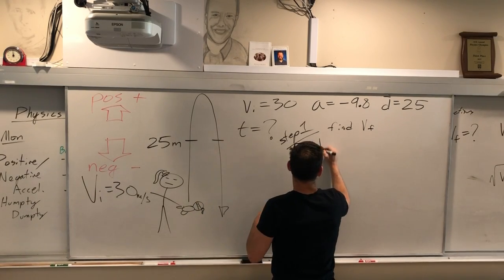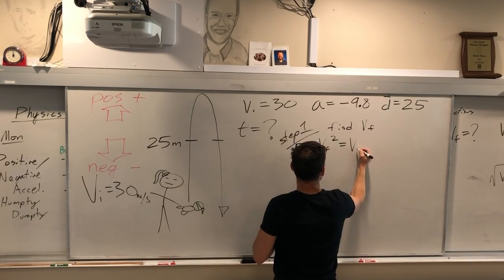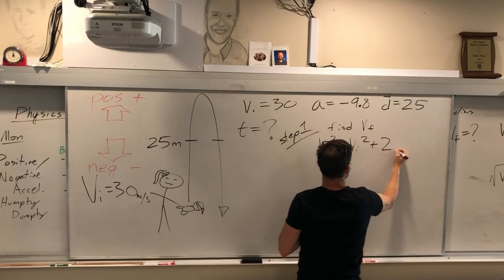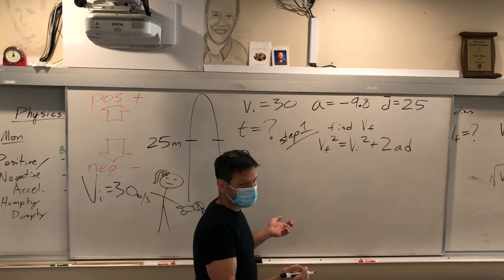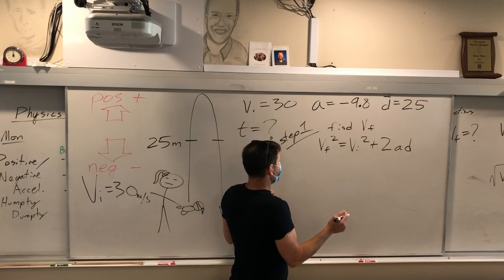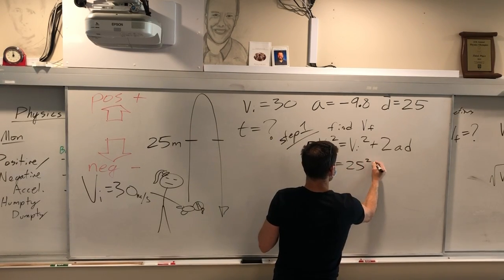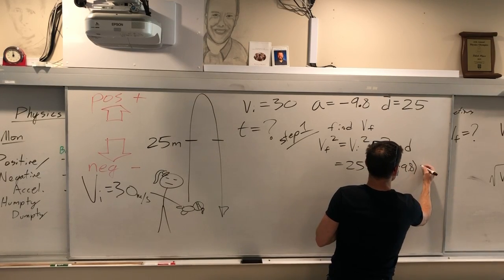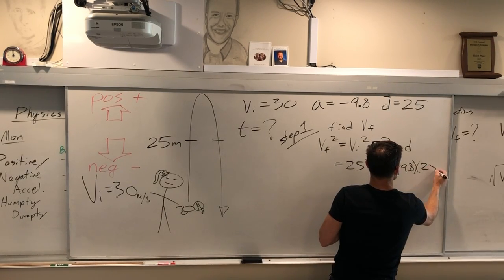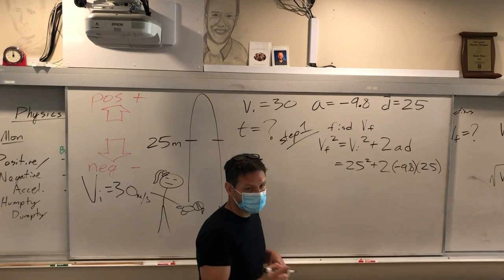We're going to have, we can do, can we just, VF equals VI. We're going to have to do this way, right? Oh, yeah. Oh, no, because we don't know the time. So if my VI is 25, my acceleration is negative 9.8, and my displacement is 25. We're going to get a VF.